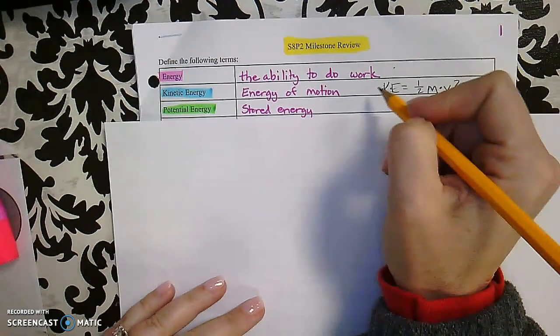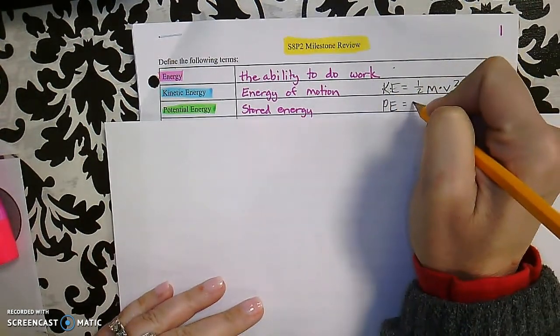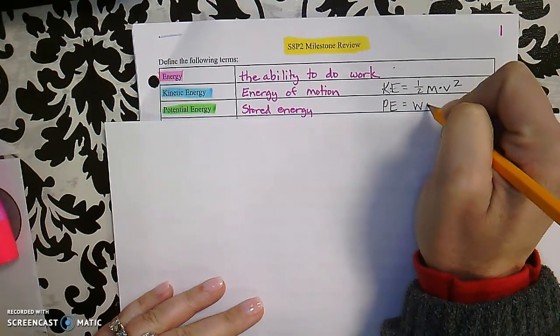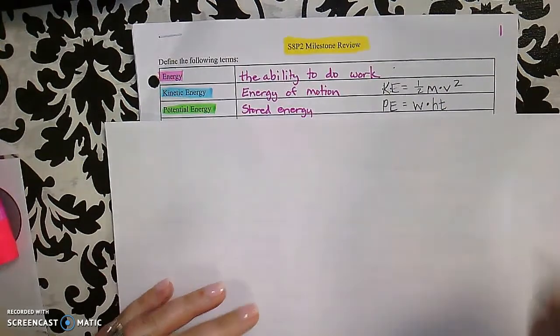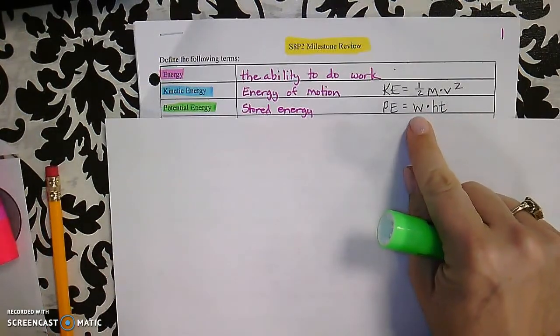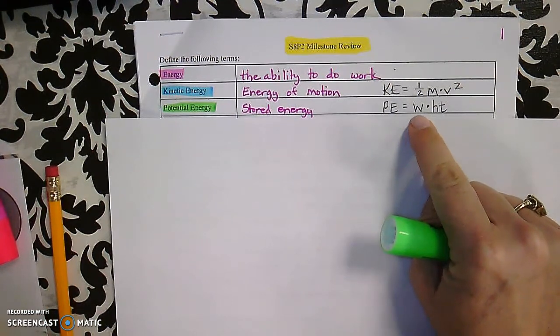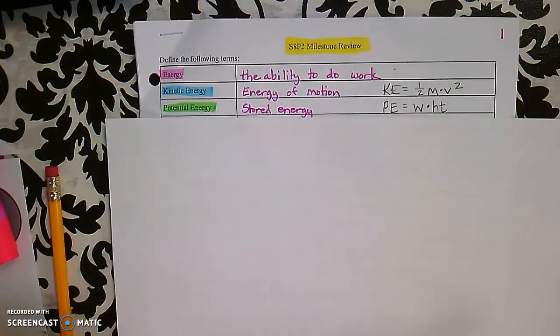Potential energy equals the weight of the object times the height of the object, how high it is off the ground. And remember that weight is mass times gravity's number, which at high school will be 9.8 meters per second squared, the acceleration of gravity, but for middle school we use 10.